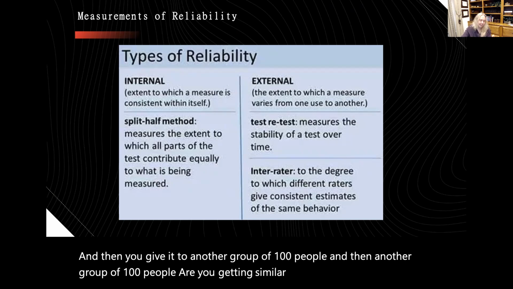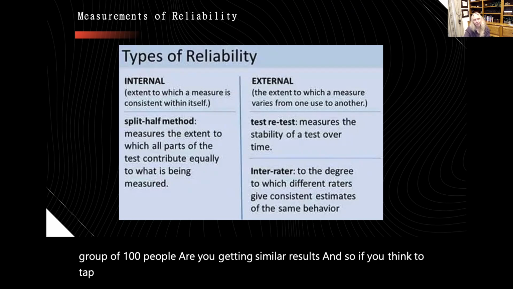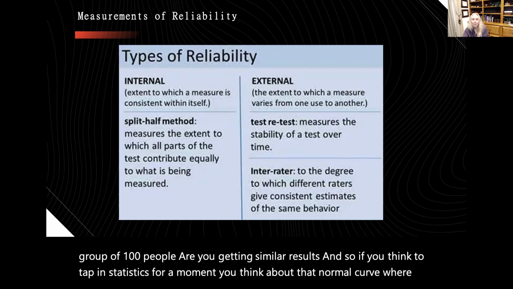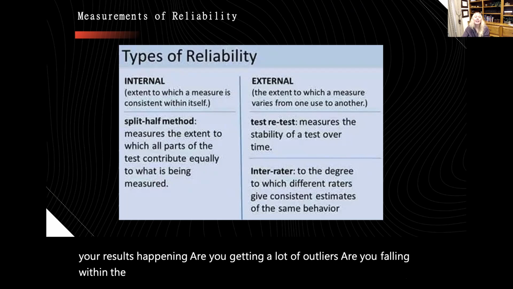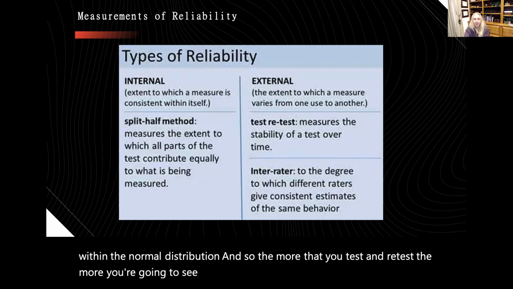And so, to tap into statistics for a moment, think about that normal curve. Where are your results happening? Are you getting a lot of outliers? Are you falling within the normal distribution? And so the more that you test and retest, the more you're going to see patterns in the way that the reliability is affected from one use to another.